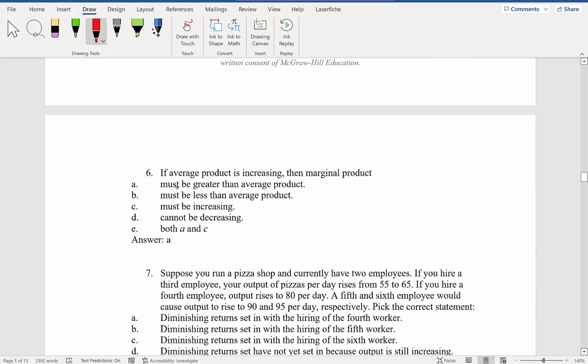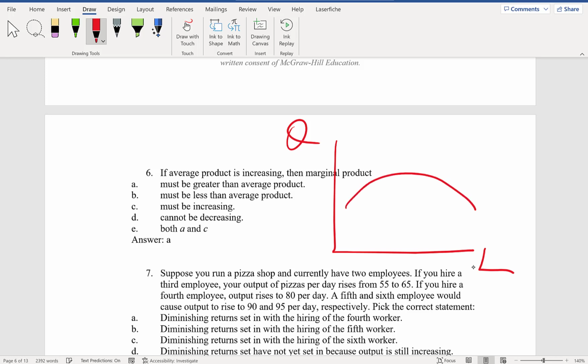All right. If average product is increasing, then marginal product. This is really cool. I always draw these graphs. Please do draw these graphs. Labor, number of workers, quantities here. This is what average product and marginal product curves look like. Average product is upside down U-shaped, marginal product also upside down, but it's a little bit more pronounced.